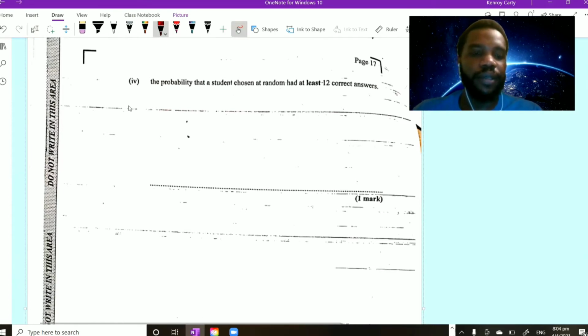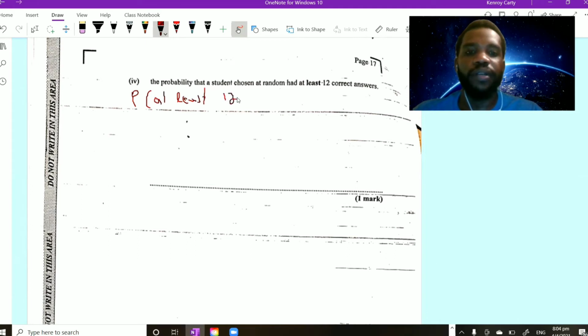All right, I'm just showing this on P stands for probability. So the probability of at least 12 correct answers. Now we have to know what at least means. All right, at least means what? Greater than or equal to 12. So the number of correct answers is greater than or equal to 12.